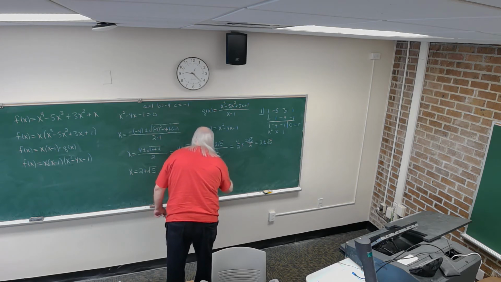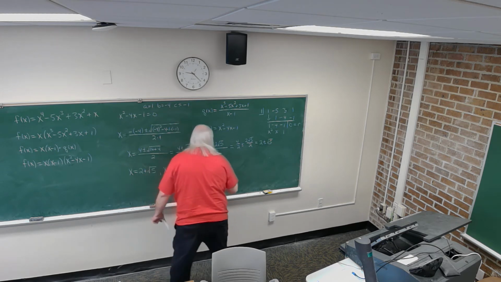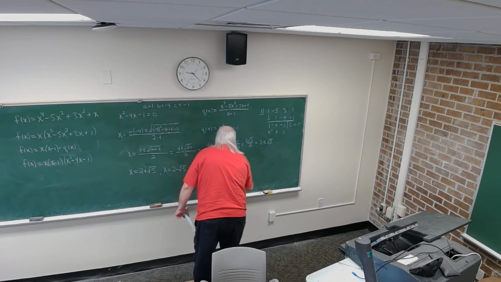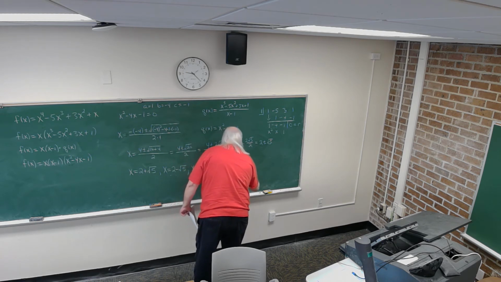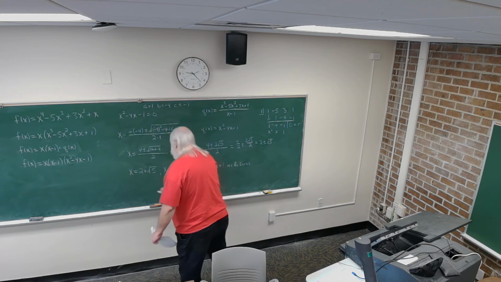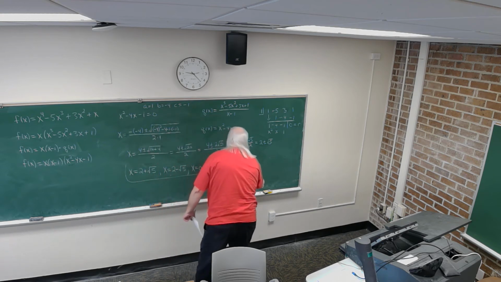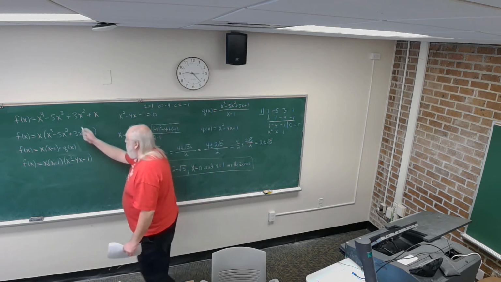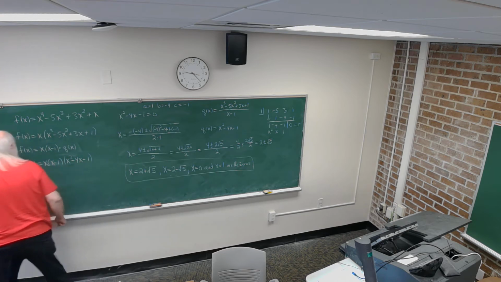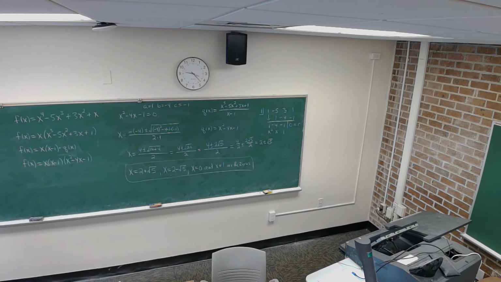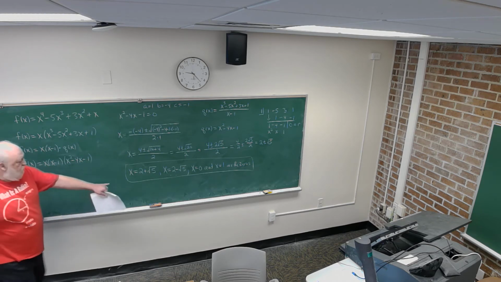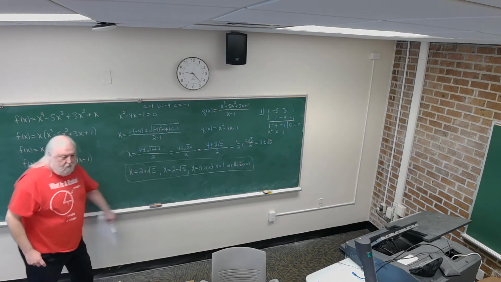And we already showed that x equals 1 is a 0. So these are the 4 zeros of our original polynomial. Okay. And now we can factor x squared minus 4x plus 1 because we know what the zeros are. Okay.